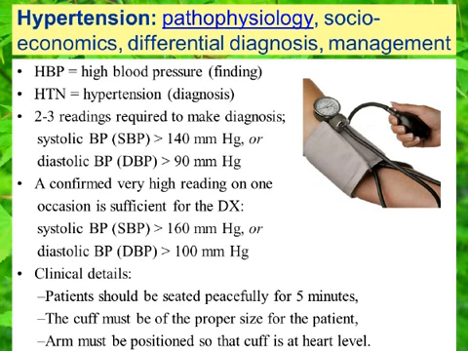Usually in this case we look for a systolic blood pressure greater than 160 and/or a diastolic blood pressure greater than 100. Patients should be seated peacefully for 5 minutes before their blood pressure is read. The cuff must be of the proper size for the patient, and the arm should be positioned so that the cuff is at heart level.